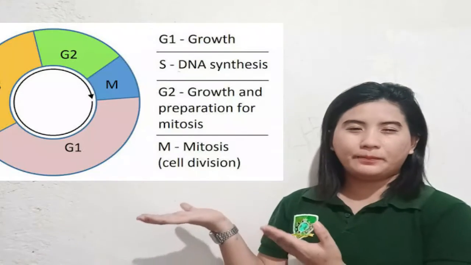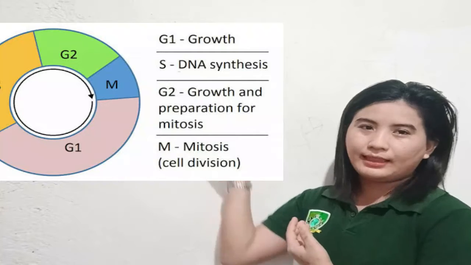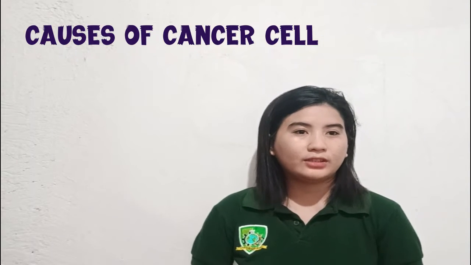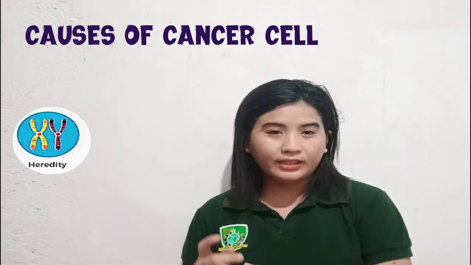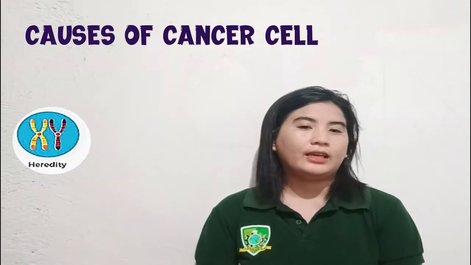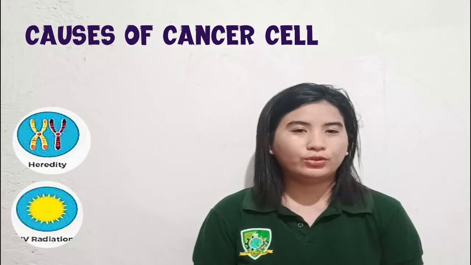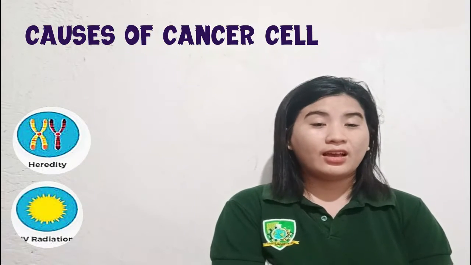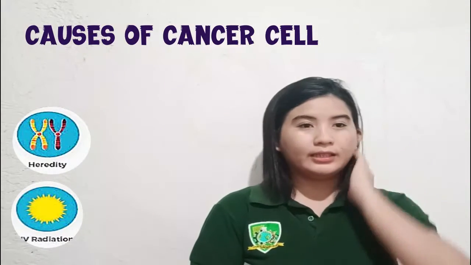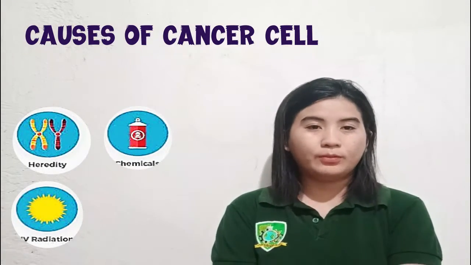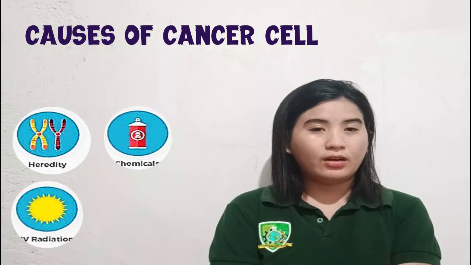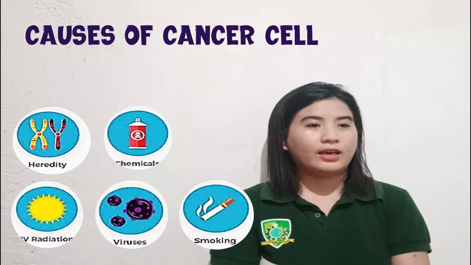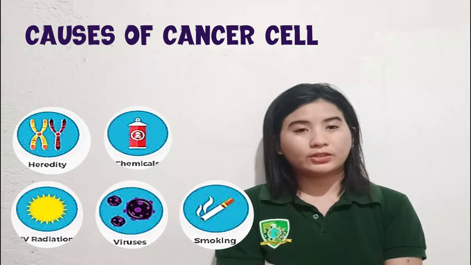Now, this is the structure of the normal cell and the abnormal cell. Take a look at that. There are different causes of cancer cell. First is heredity. It can be inherited from our parents, and also UV radiation. Too much exposure to UV radiation can cause cancer cell or continuously dividing cell. And also chemicals, if we are exposed too much to chemicals, our cells will continuously divide. Another, viruses and smoking are causes of cancer cell.